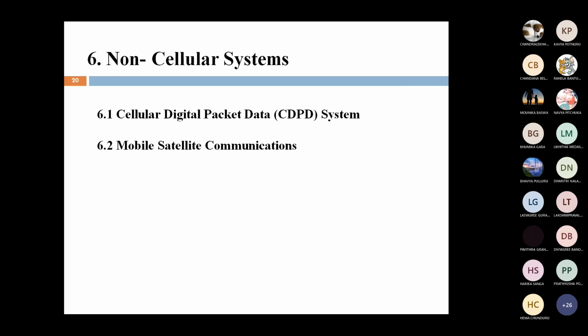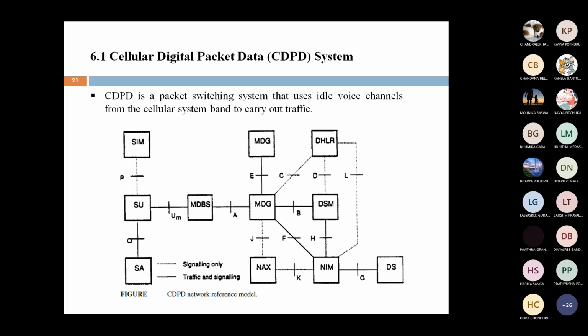Next one is non-cellular systems. Here we cover the total system instead of cells. The first one under these non-cellular systems is the cellular digital packet data, that is, the CDPD system. Then there is mobile satellite communications.